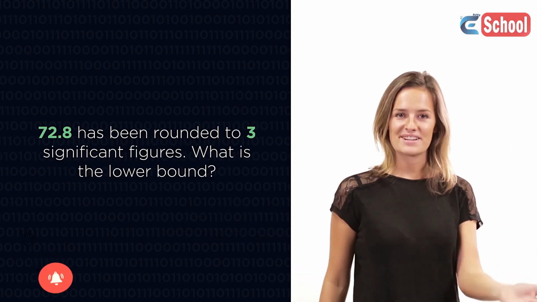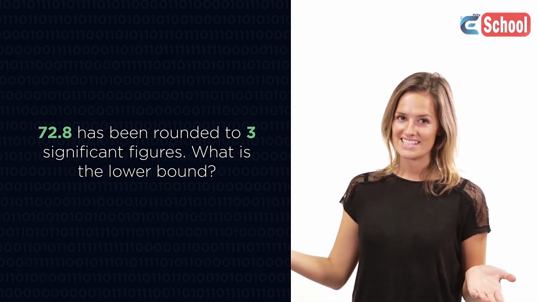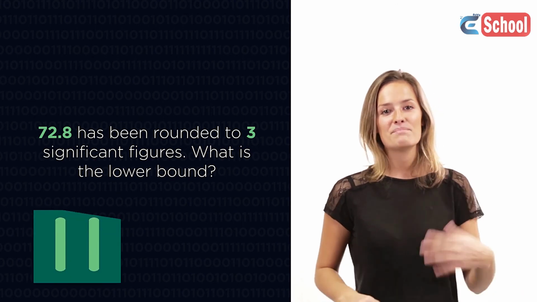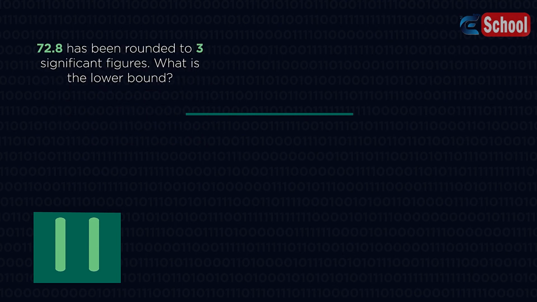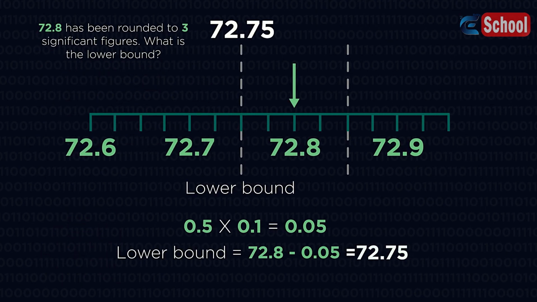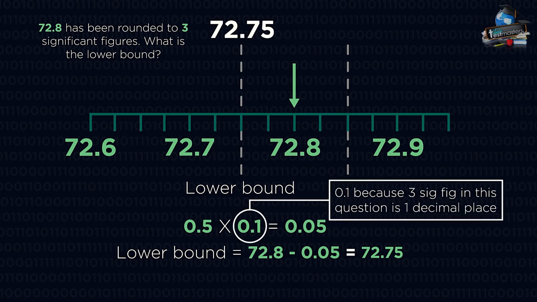Do the same thing for significant figures, half the degree of accuracy. So give this question a go. Pause the video, work out the answer and click play when you're ready. Did you get 72.75? For this question, 3 sig figs means we've rounded to 1 decimal place. So the degree of accuracy is 0.1. Half of 0.1 is 0.05, which we can then subtract.